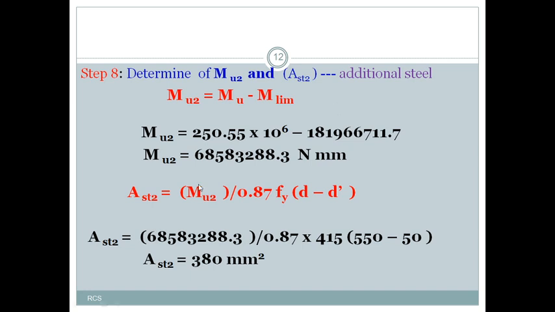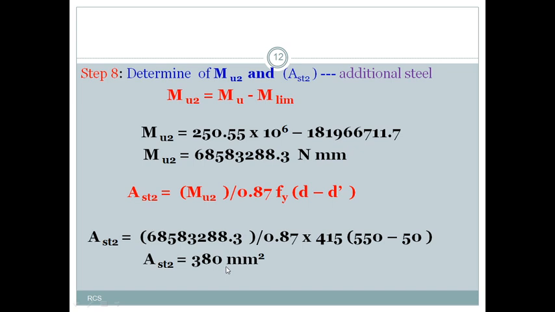So now we have to calculate the area of additional steel provided in section 2 in our analysis, that is Mu2, the moment resisting capacity of section 2, by 0.87 fy into d minus d dash. Now substitute the obtained value of Mu2 here and fy equal to 415 and 0.87 and into d minus d dash equal to 550 minus 50, then we will get Ast2 equal to 380 mm square.